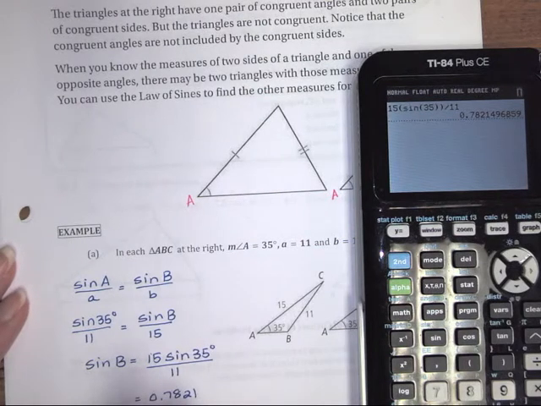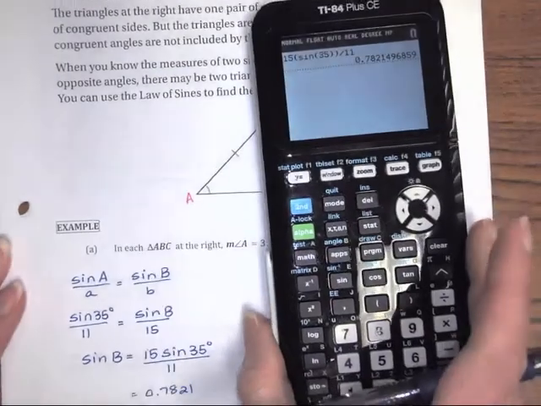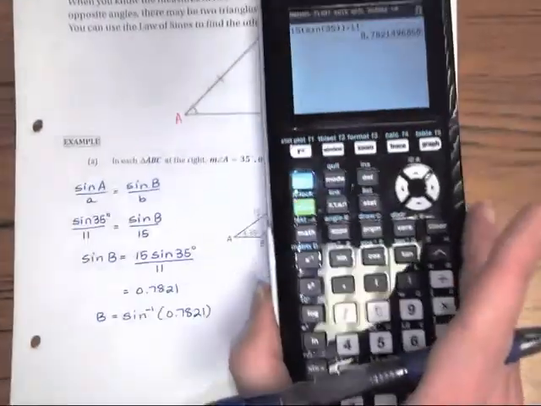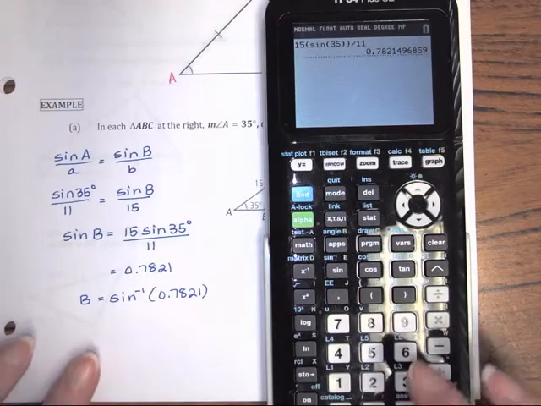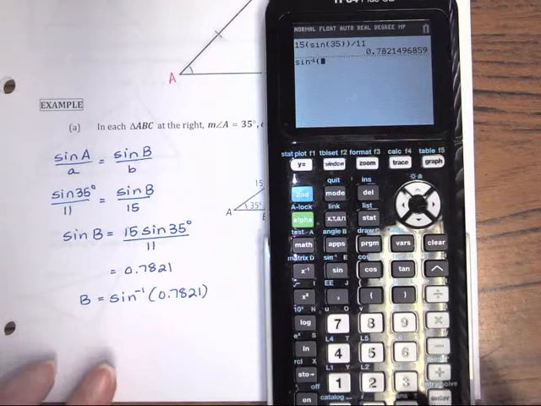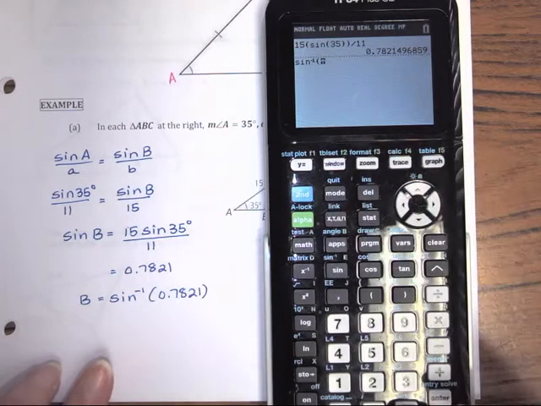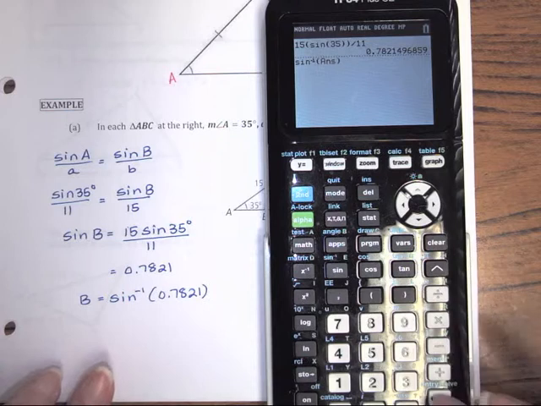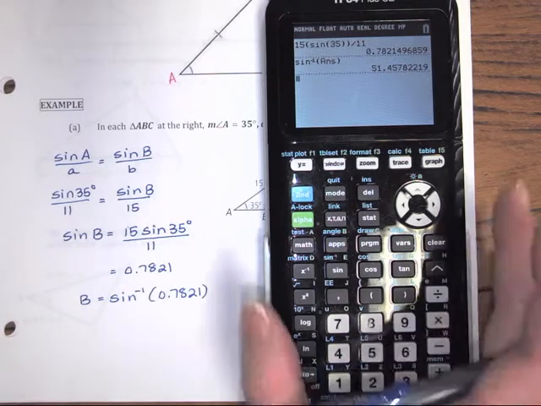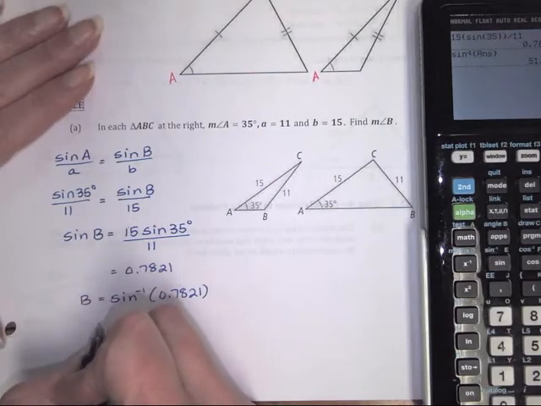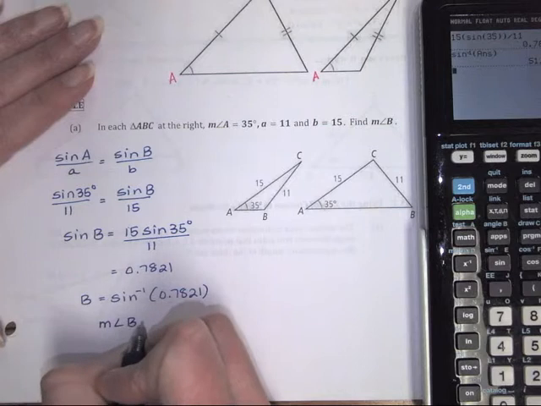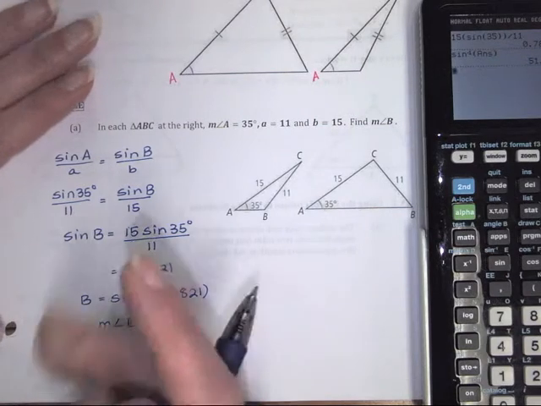So B equals inverse sine 0.7821. And remember what I just showed you on the calculator about the answer button. You're going to do inverse sine and then use that negative key to bring up your last answer. And I'm going to get roughly 51 degrees. So we're going to say the measure of angle B equals 51 degrees.